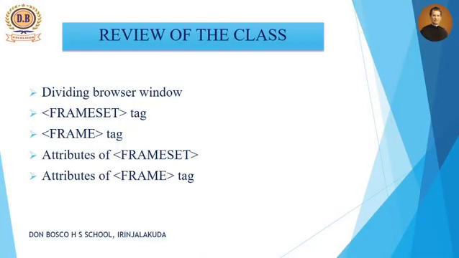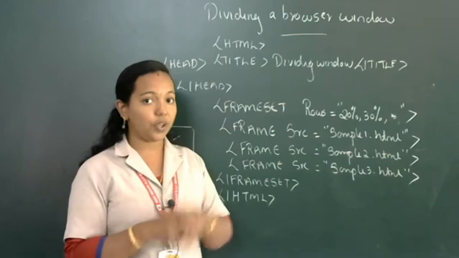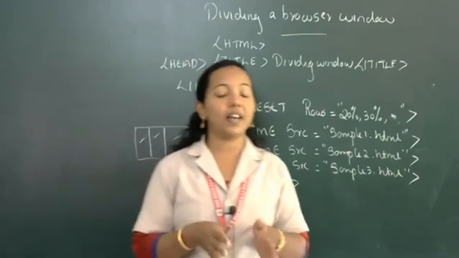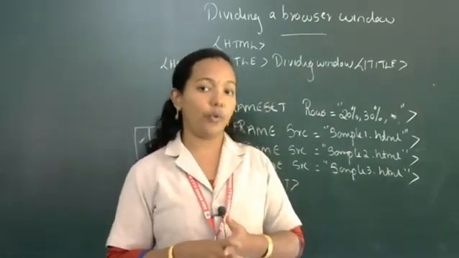So what we learned from this video: we know how to divide a browser window. We can divide the browser window row wise or column wise. For dividing the browser window, we use the frame tag and the frameset tag. We have already seen the different attributes of the frameset tag and also the frame tag. The important attributes of the frameset tag are cols and rows: cols for dividing column wise and rows for dividing row wise.